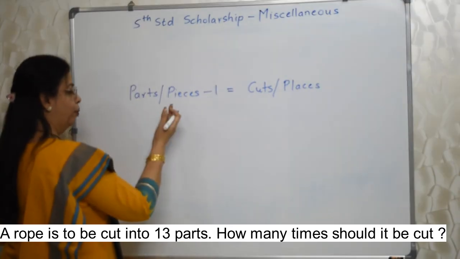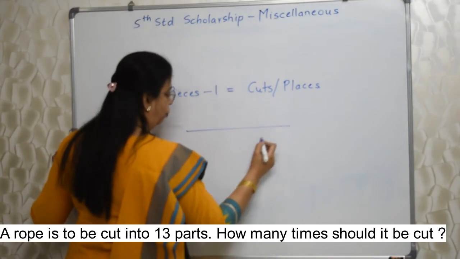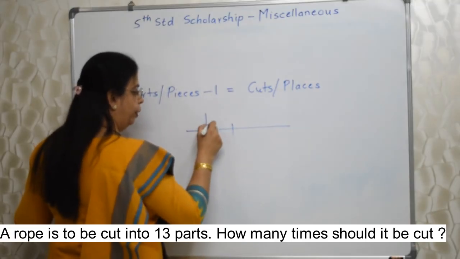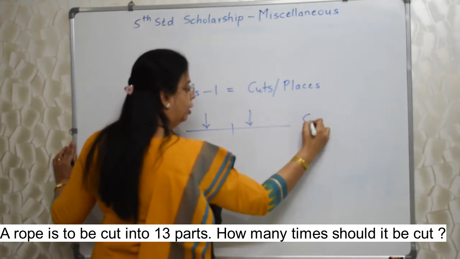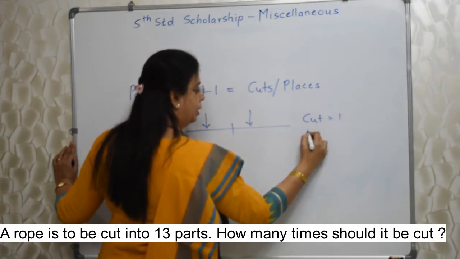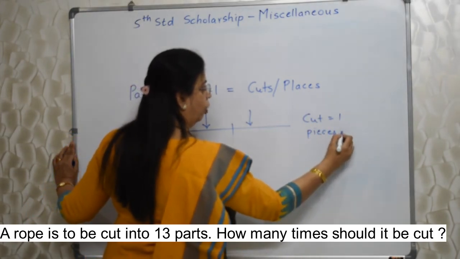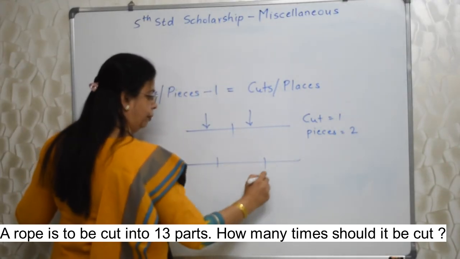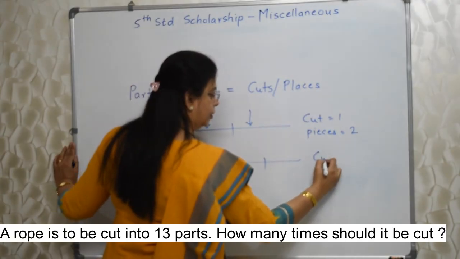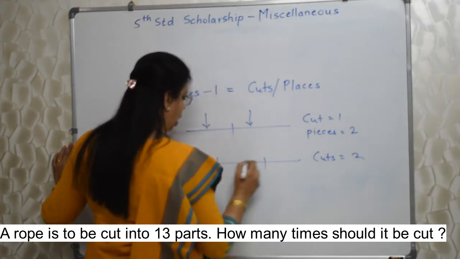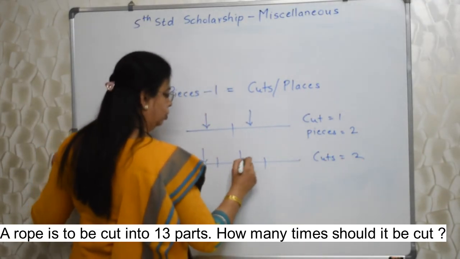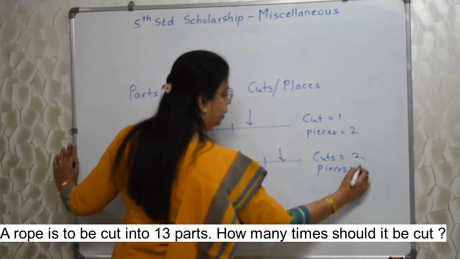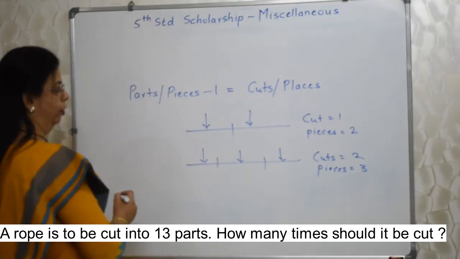Pieces are always one more. See, imagine there is a rope. If I cut it here at one place, how many pieces do we get? 2. Here cut was 1. Pieces how many? Or parts how many? 2. See, this is a rope. If I cut 2 times here, how many cuts? 2. How many pieces? 1, 2, 3. Pieces are 3.